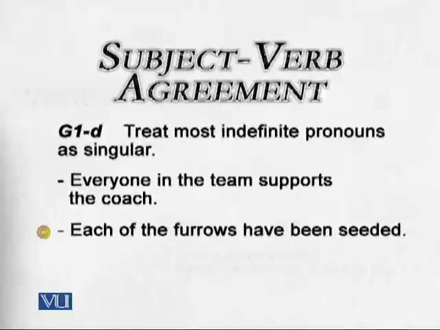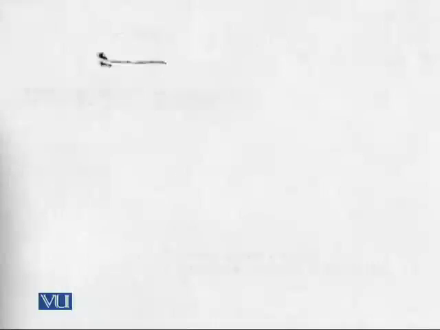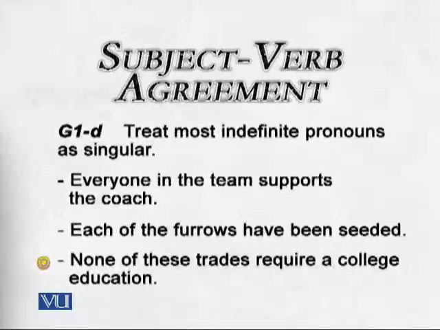One more example on your screen. Each of the pharaohs have been seated. Very simple. Each, we're not talking about all, each actually. So verb has to be singular, has been seated. And the next example, none of these trades require. None of these trades, 1, 2, 3, 4, none of these trades.